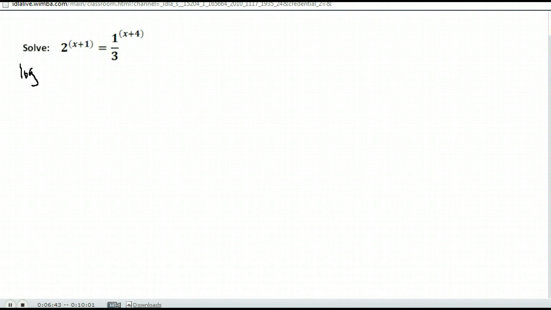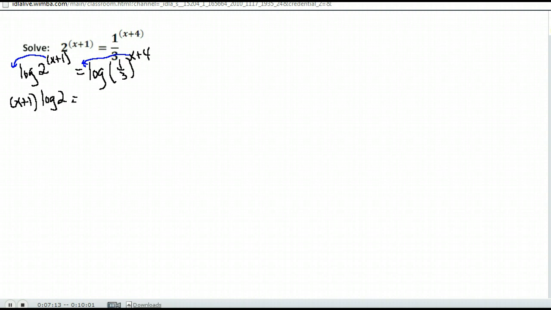So we are going to take the log of both sides. And again, the reason we're taking the log of both sides is so that we can get those x's down out of the exponents and actually solve for them. So using rules of logarithms, or properties, we know we can bring those exponents down in front. I'm going to try to write as neatly as I can so we have enough room. So now I have x plus 1 times the log of 2 equals x plus 4 times the log of 1/3.